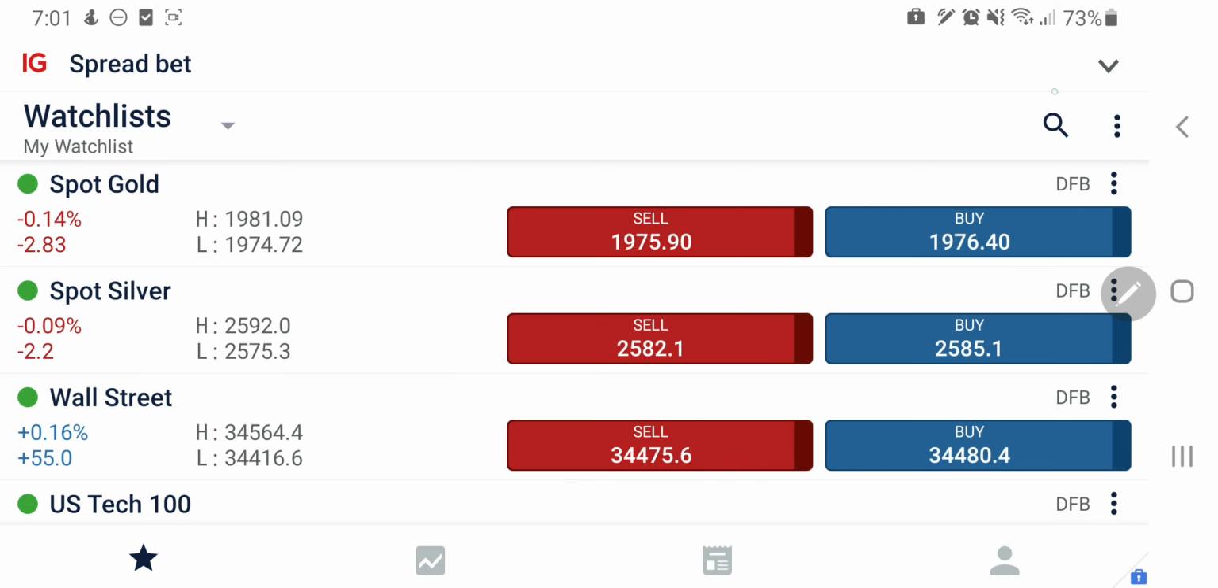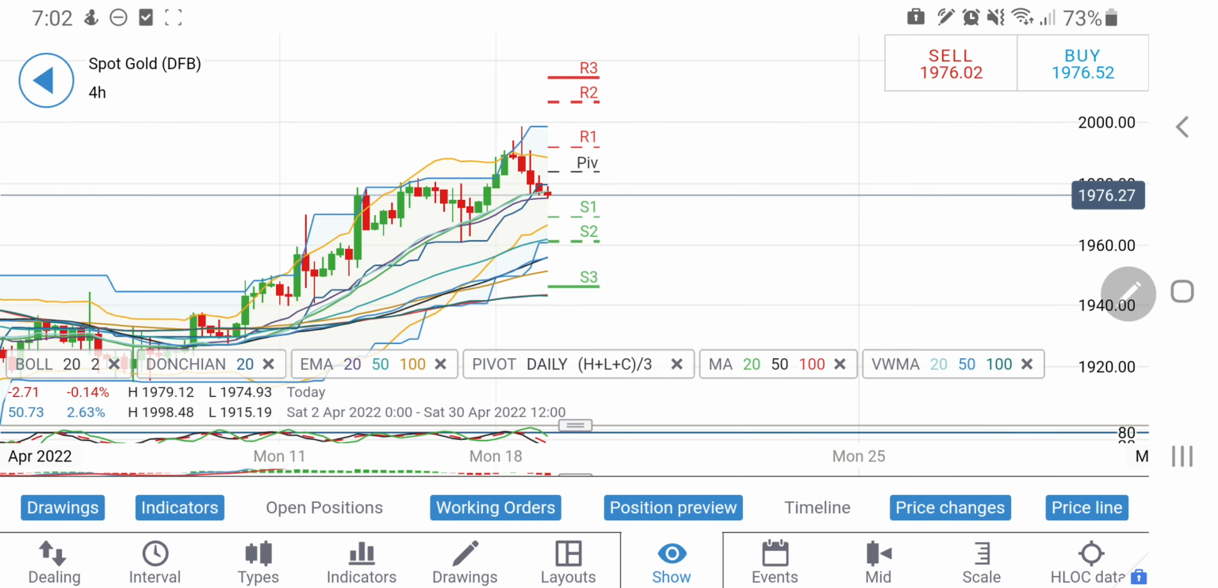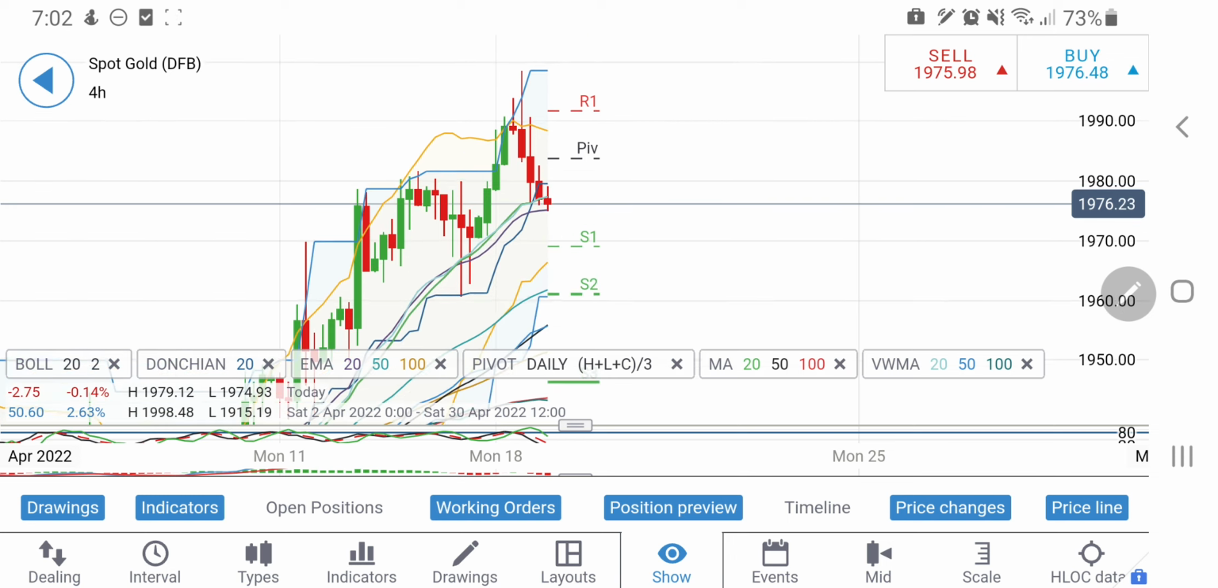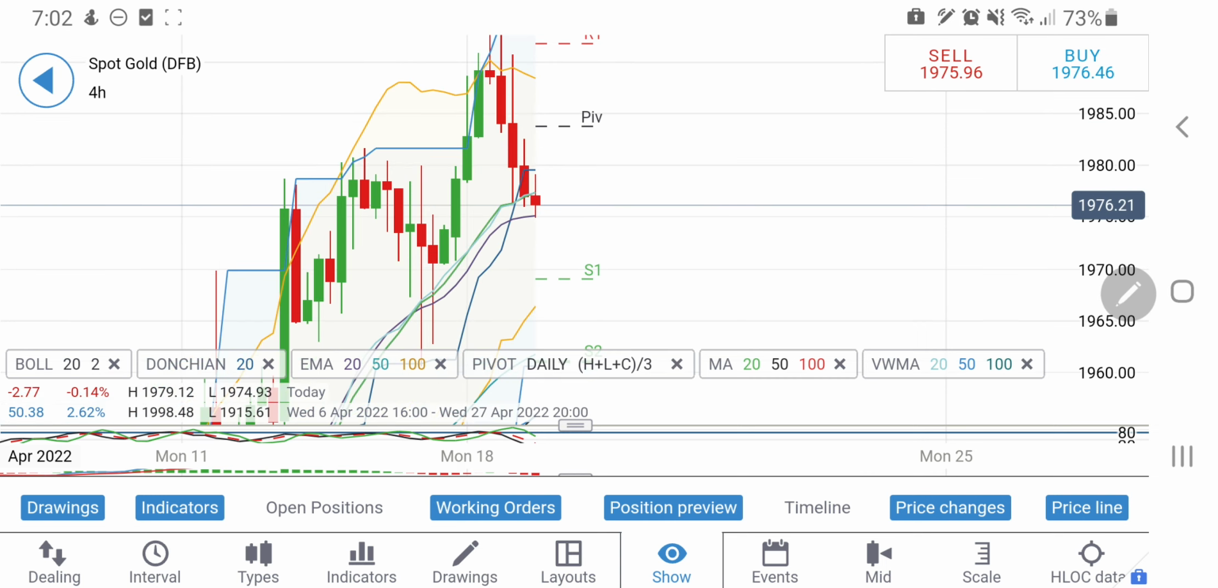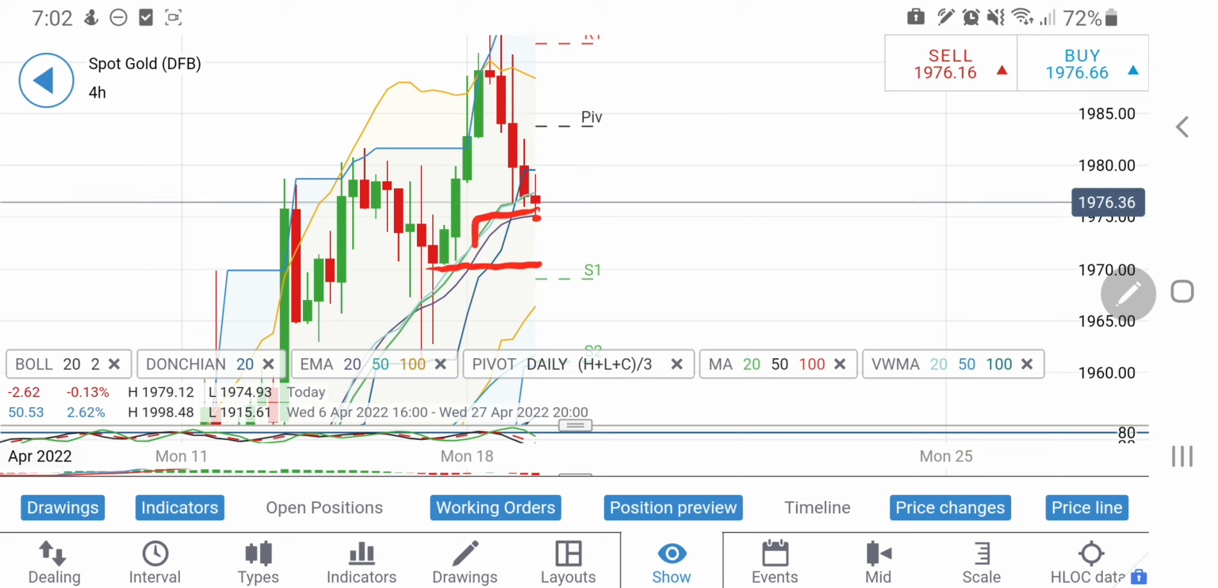Now let's start the day with gold first. Gold has seen a high of 1998.5 levels yesterday, and since then it has tried to drop. Now see, this is the 4-hour chart for gold, and there is a strong support lying at around 1975 and then at 1970. These two levels I'll be watching for.